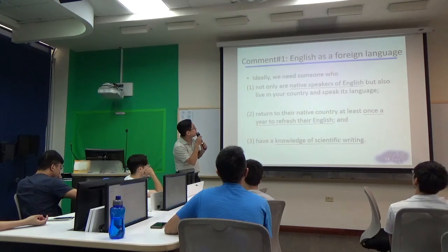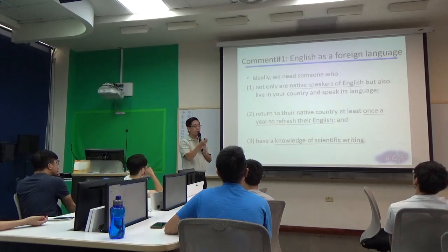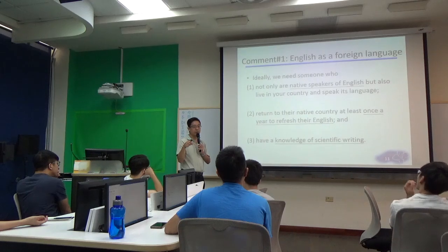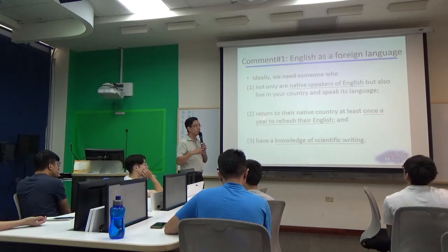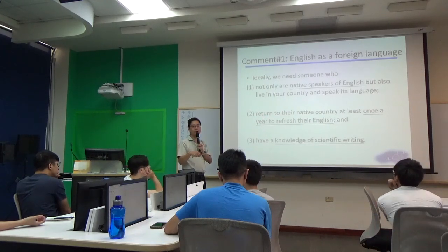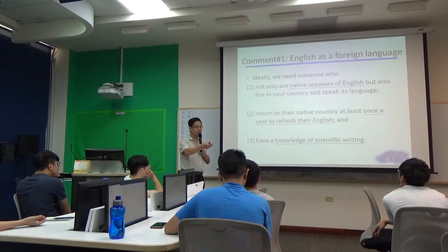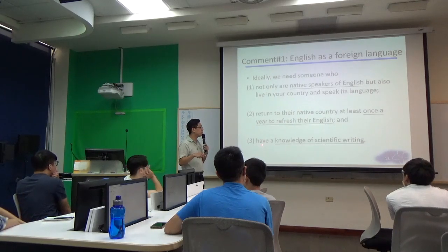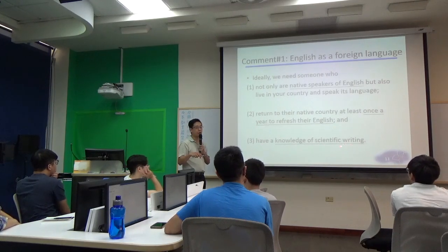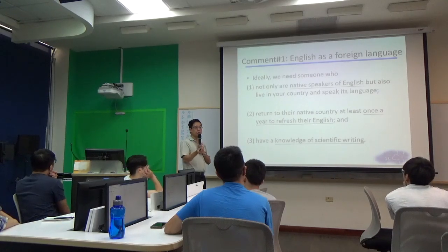If you want someone to help you write a good academic article, first they need to be a native speaker of English and know your language. This is the first one. Second, they need to not live in your country. They need to go back to some place where they speak English very often. And the third one, they also need knowledge of scientific writing, because English writing and scientific writing are different things, especially in different fields.